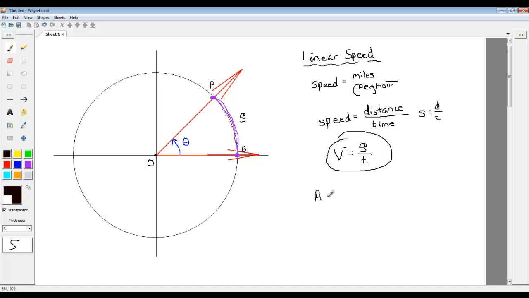angular speed. So not only can we look at the point's actual distance in relation to its time, but we can also look at what's happening to this ray that goes through the point, the angle change with respect to time. They call angular speed omega. It looks like a little round W. But instead of distance, we're looking at theta changing with respect to time. And that gives us angular speed. And the theta will be in radians as we do this.